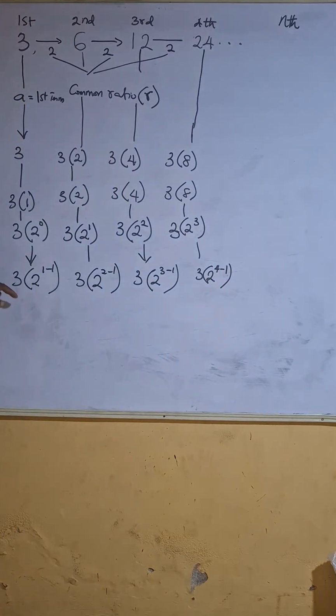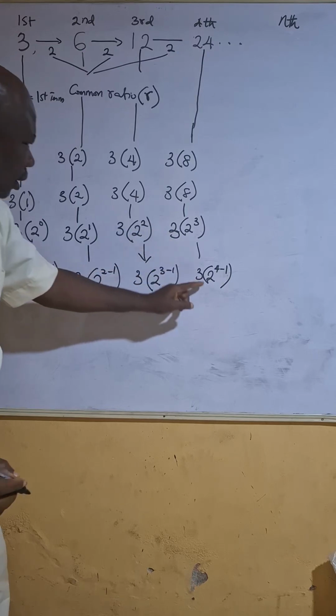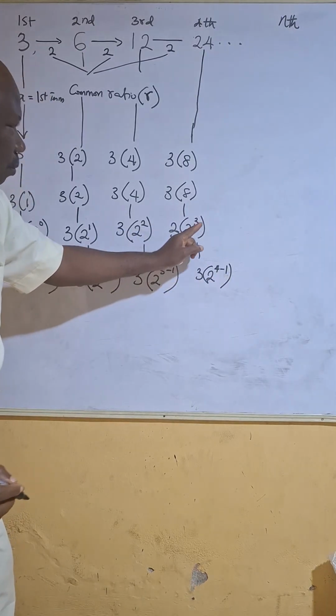Look at it very well. How we have gotten 2 raised to power 1 is by deducting 1 from whatever term position you have. So this one is 1 minus 1, that is 2 raised to power 0. This is 2 minus 1, that is 2 raised to power 1. 3 minus 1, that is 2 raised to power 2. 4 minus 1, 2 raised to power 3.